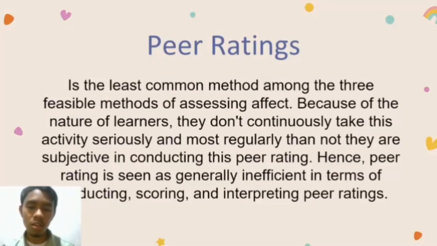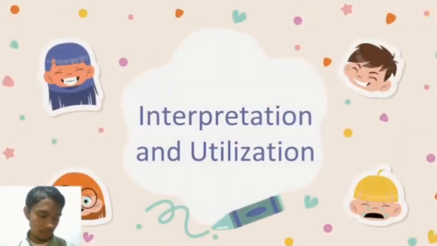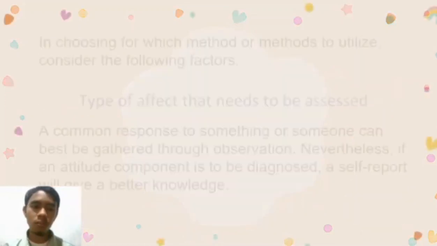So that is an example of peer ratings. Essentially, we have three again: the student self-report, the teacher's observation, and the peer ratings. Those are the three effective assessment tools to use. Now we will be going to the interpretation and utilization of these different methods.